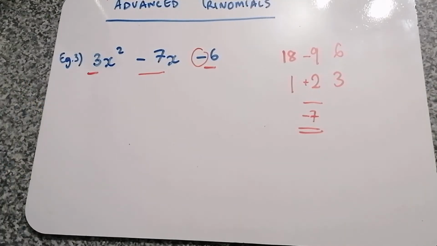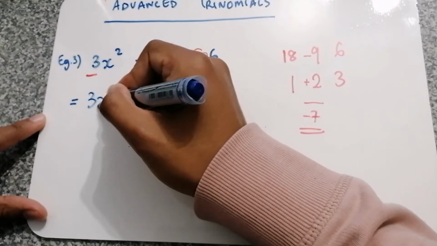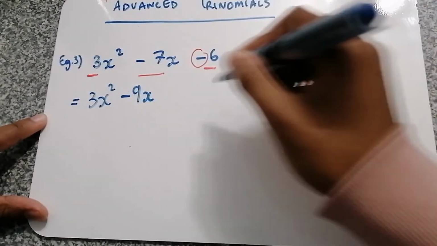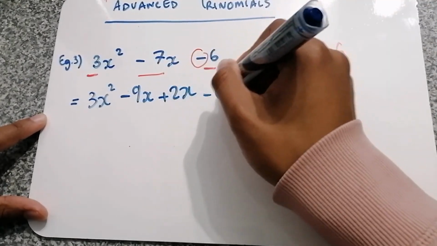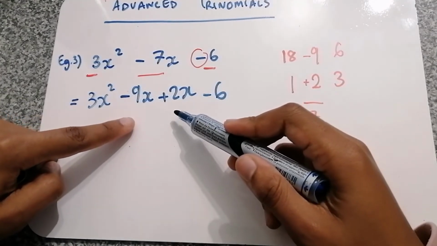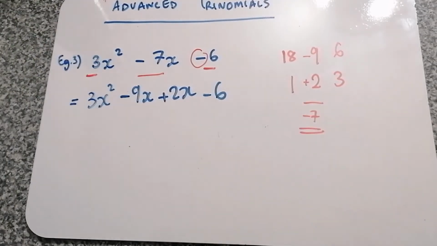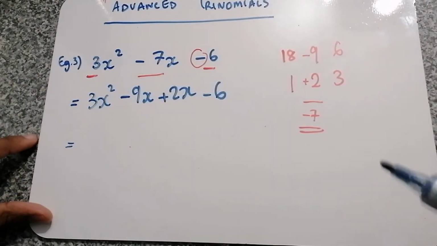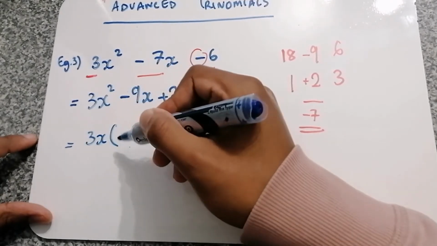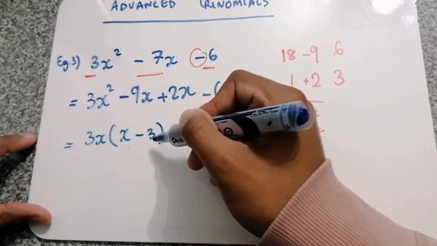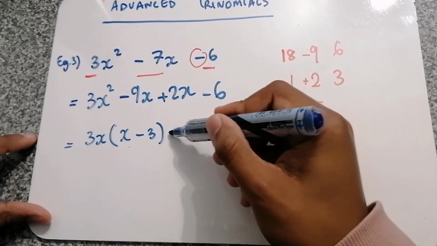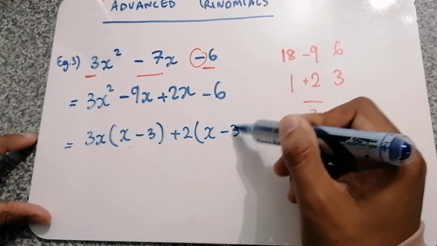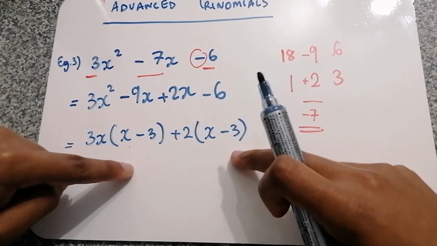So we write the first step, 3x squared. I now write the negative 9x and then the plus 2x. Okay, these middle two terms should always add up to the middle term on top. Now we factorize the first two terms by taking out 3x as a common factor. So you're left with x minus 3. Then for the last two terms, you take out 2 as a common factor and you are left with x minus 3 again. So we have this common bracket.